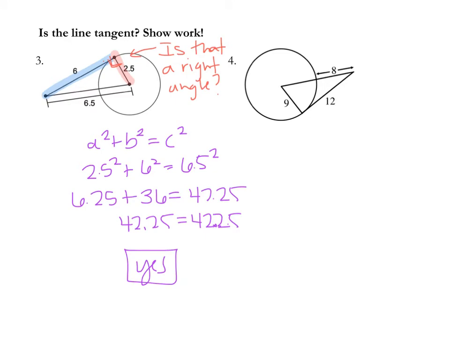Alright, so looking at number 4, again, I'm looking where the tangent and the radius come together. That's how I know where to put the right angle. So the right angle is going to go there. And then I need to test and see if a squared plus b squared is equal to c squared. But make sure whatever you're plugging in is a whole side. 9 is a full side, 12 is a full side. But we did not know what this full side is. We need to fill that in.